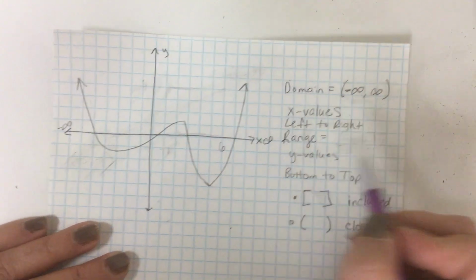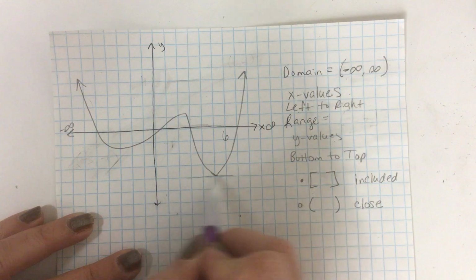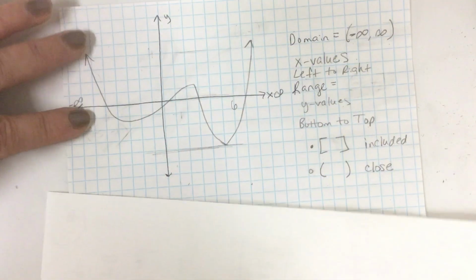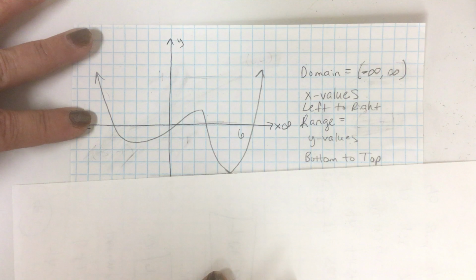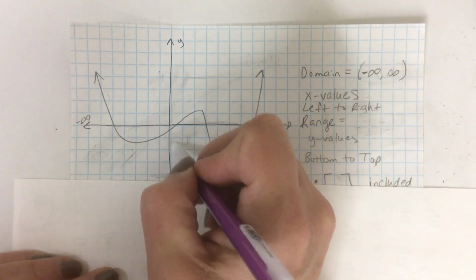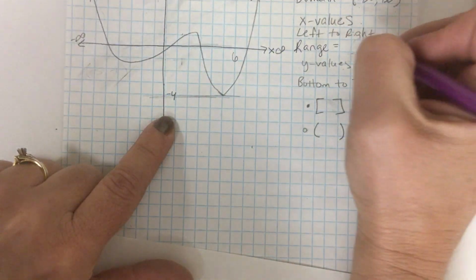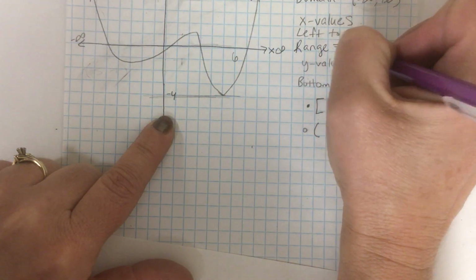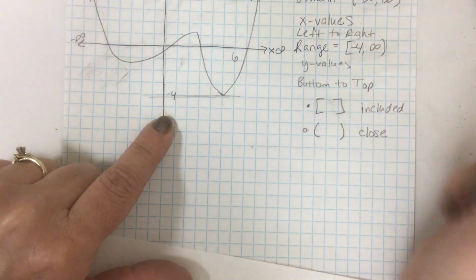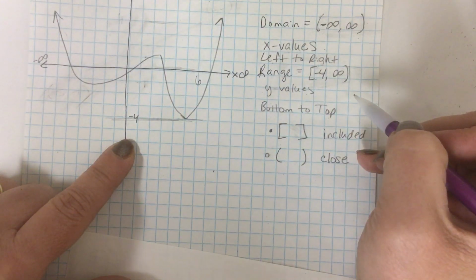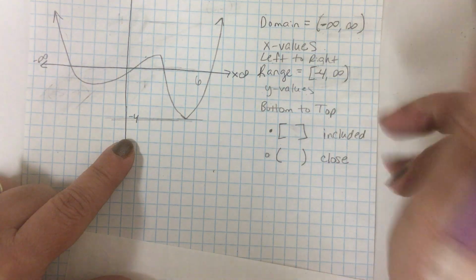My range is bottom to top though, and my lowest value is right here. If I take my paper and I start at the bottom, the first place I get to the graph is right there. Well, that's at 1, 2, 3, 4. That's -4. But I don't ever get to where I'm not touching the function because it goes up forever. So the range would start at -4 and it would include -4 and it would go to infinity. We always put parentheses on infinity because we can never get there. It never includes infinity.